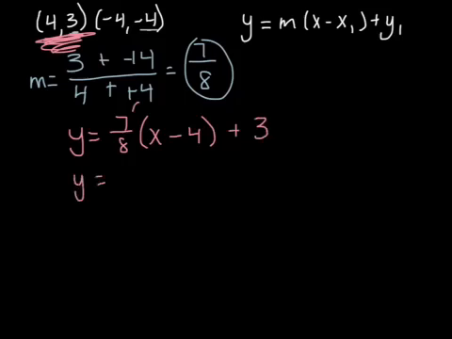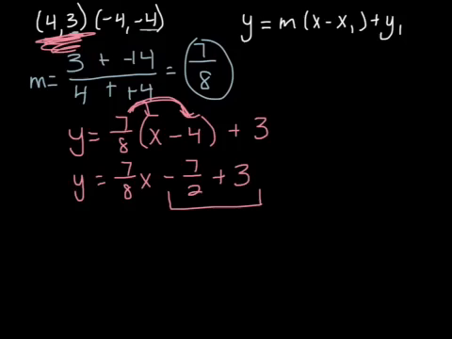So I'm going to distribute. 7/8 x, 7/8 times -4 is -7/2, plus 3. The last step is to combine my like terms. So my final solution is y equals 7/8 x minus 1/2.